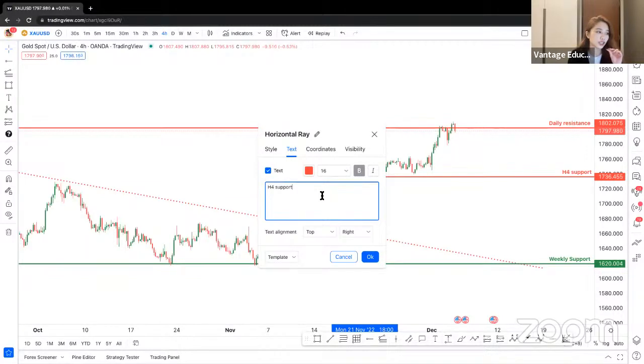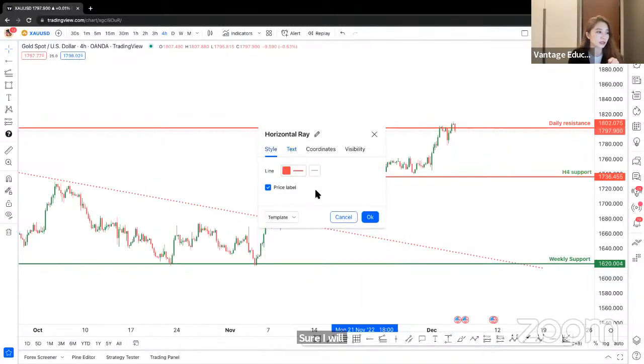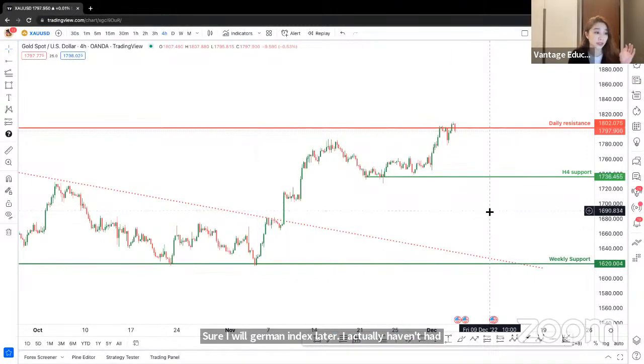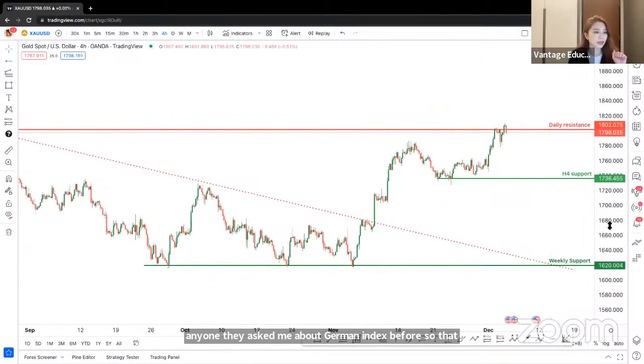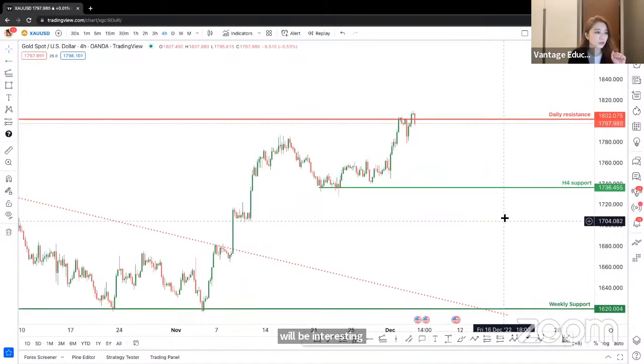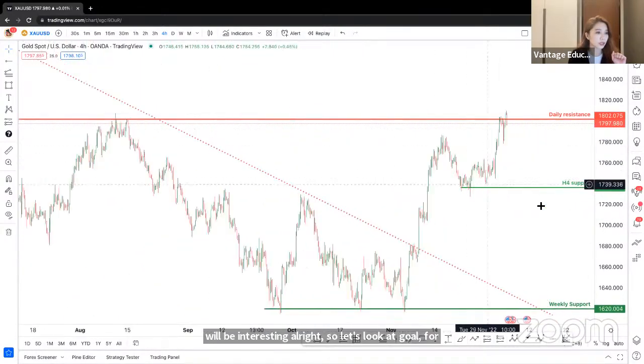Sure, I'll look at German index later. I actually haven't had anyone ask me about German index before, so that will be interesting. All right, so let's look at gold for now. We're looking at H4 support. We are looking at a potential resistance.